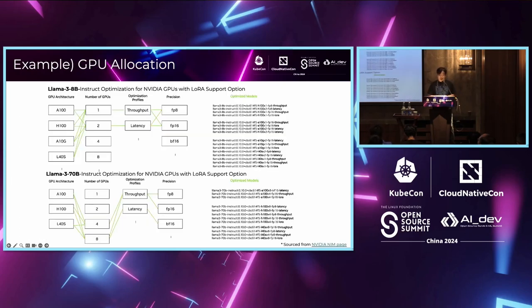Like Hugging Face and NVIDIA, they display what kind of GPU you need for certain LLM models or AI models. For example, the Llama 3 8 billion model only needs one or two GPUs. But when it comes to the Llama 3 70 billion model, you need at least 4 or 8 GPUs to ensure throughput and latency. So this kind of guideline will help you decide the number and specs of GPUs you need.